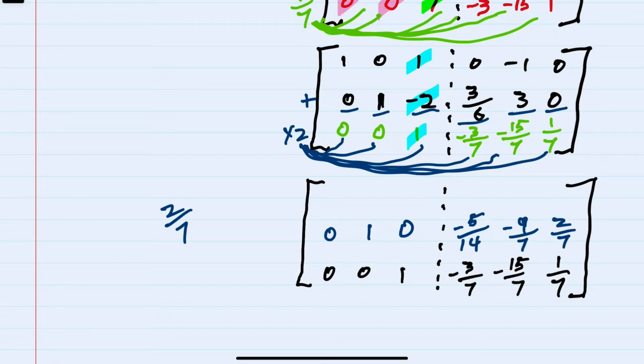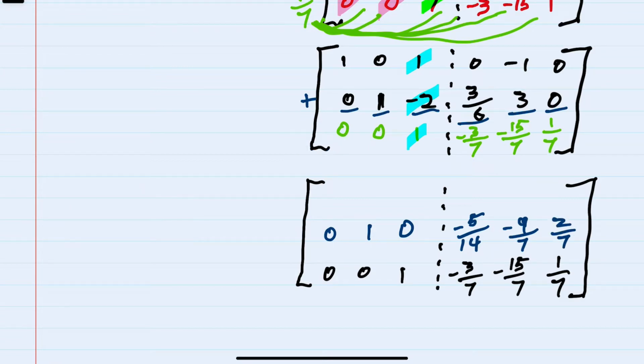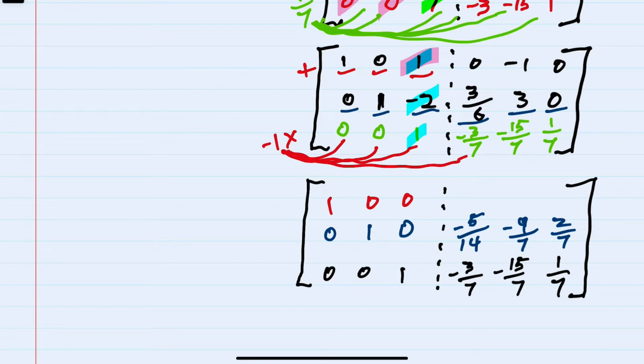So we've completed row 2. In my final step, I'm going to use row 3 again to zero out the last element in row 1. So in this case, I can just multiply the bottom by a negative 1 and then add it to that top row. Negative 1 times 0 is 0, plus 1 is 1. Negative 1 times 0 is 0, plus 0 is 0. Negative 1 times 1 is negative 1, plus 1 is 0. Negative 1 times a negative 3/7 is 3/7, plus 0 is just 3/7.